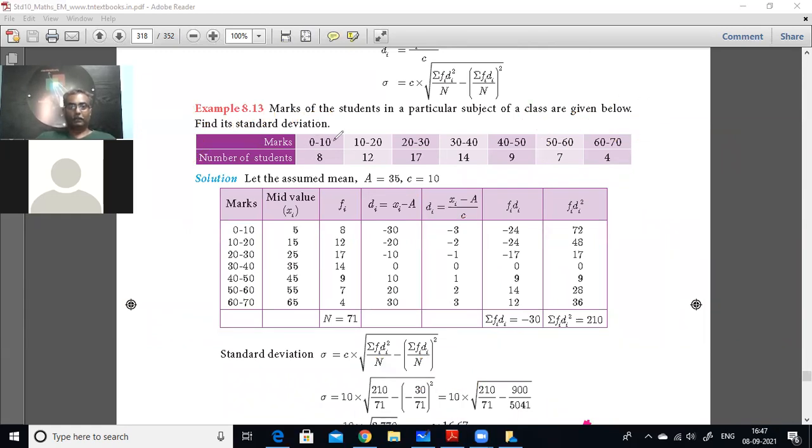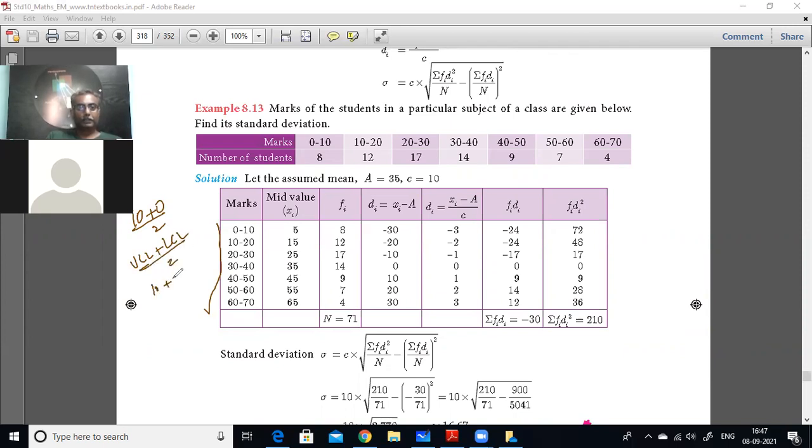So you have classes 0 to 10, 10 to 20, 20 to 30. Put all that in this direction. Then take the mid value as xi. Xi is nothing but the mid value. Mid value is UCL plus LCL by 2. 10 plus 0 by 2 is equal to 5. Then 20 plus 10 by 2 is equal to 30 by 2, that is equal to 15. You understood how 15 is coming?